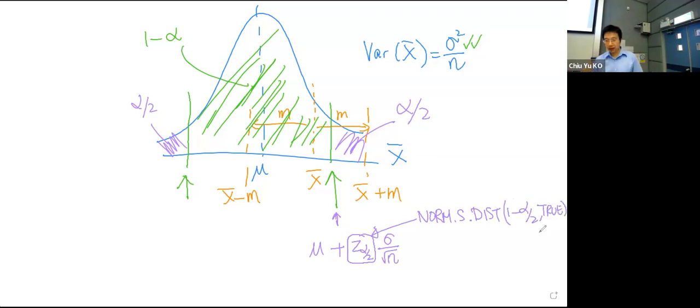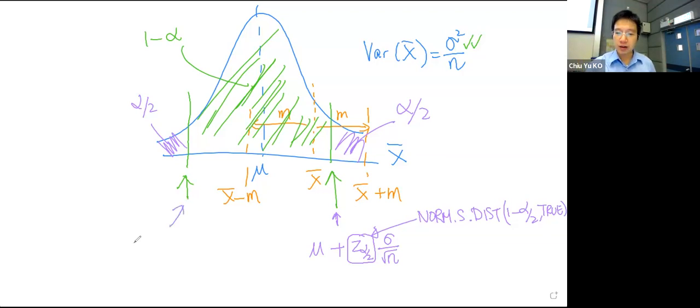Just looking at the z table, right? Because the right-hand side is alpha over 2, right? Everything on the left is 1 minus alpha over 2. Is that clear? Okay.